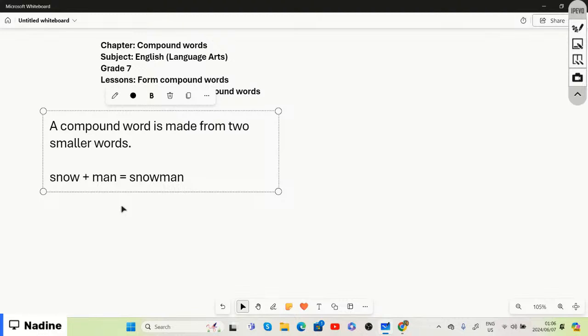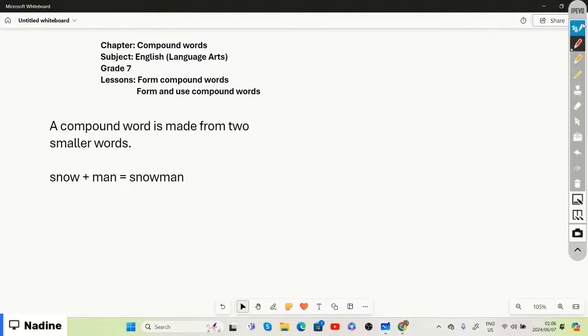So we have snow plus man, and if we add those two words together, then it is snowman. So that is a compound word. It is a word that is made up of two smaller words. Once you join those two words, then it becomes one word.